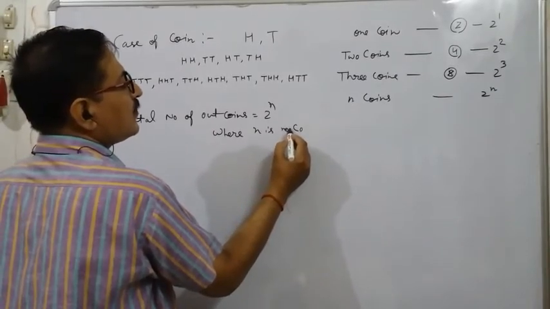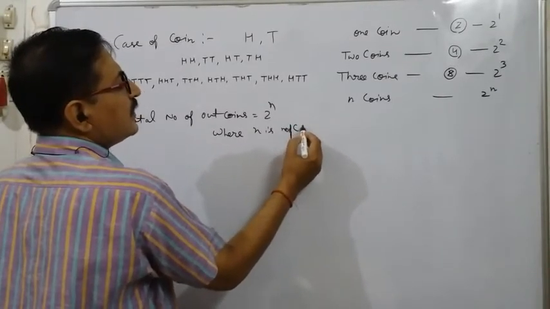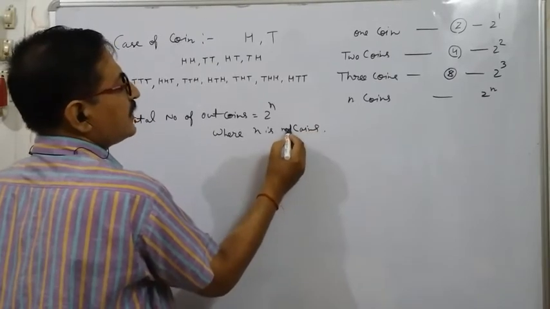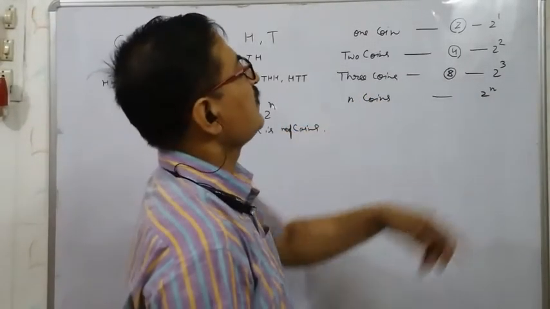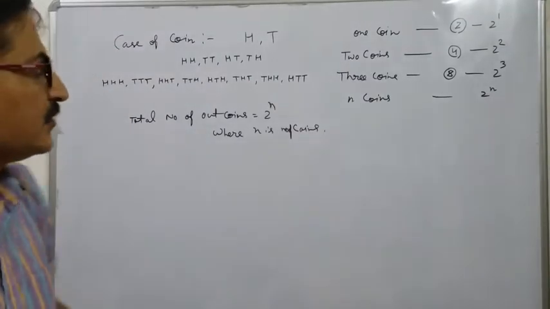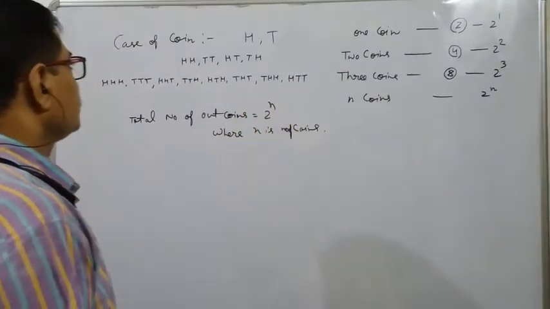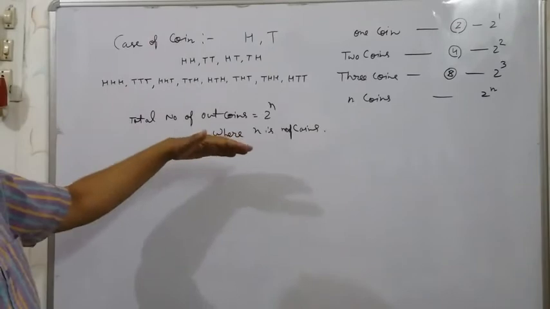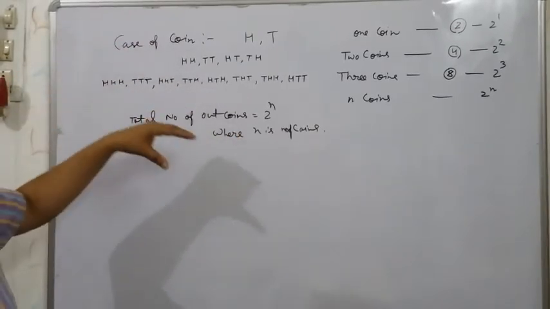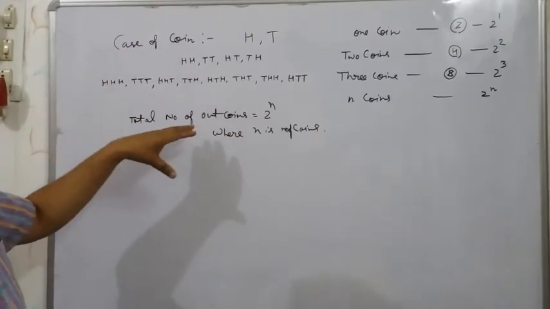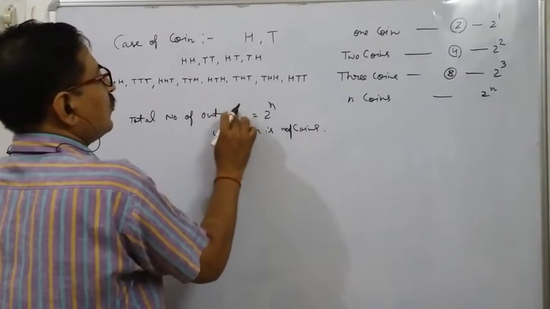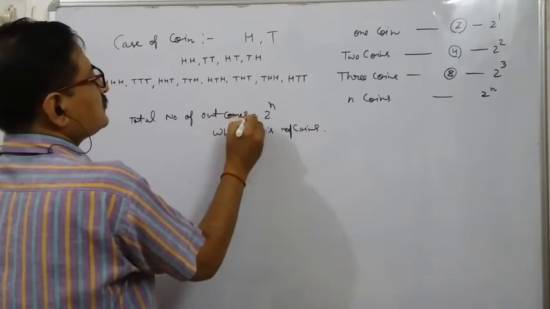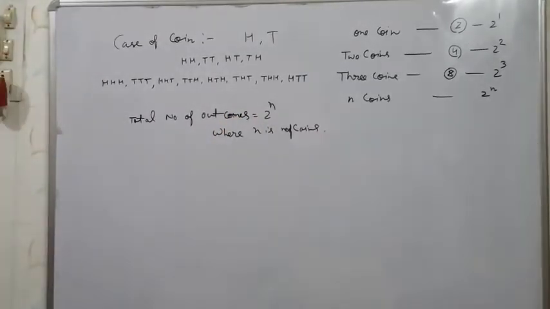Now even if the number of coins is 100, 1000, or 10,000, we can easily find how many outcomes. If 4 coins are there, 2 raised to power 4 is 16. If 5 coins are there, 2 raised to power 5 is 32. In this way, in the case of coins, we get the total number of outcomes, where n is the number of coins.